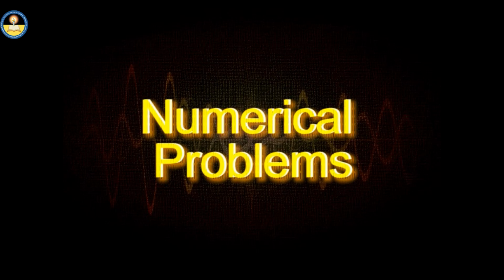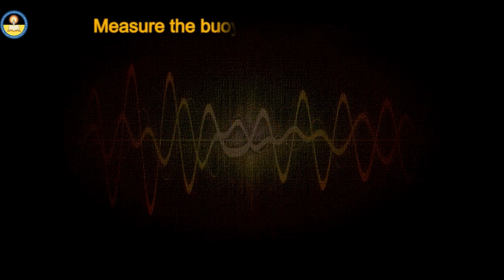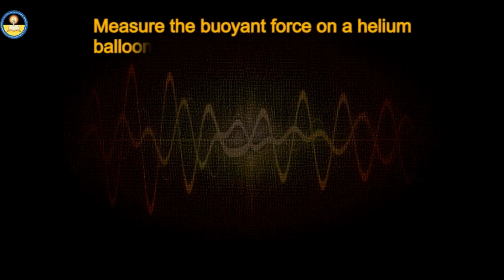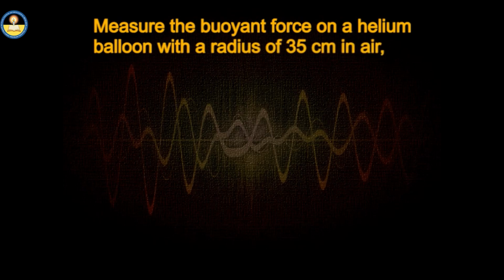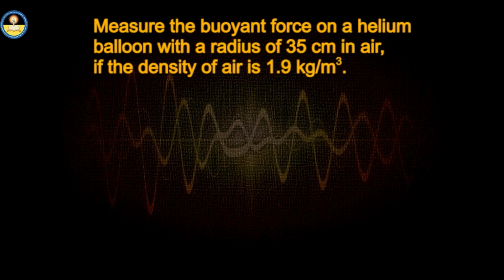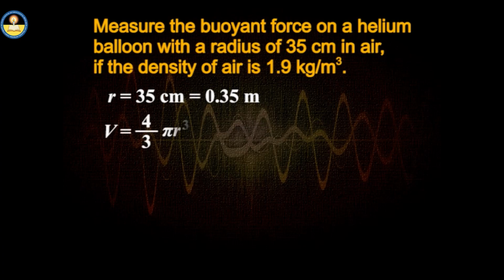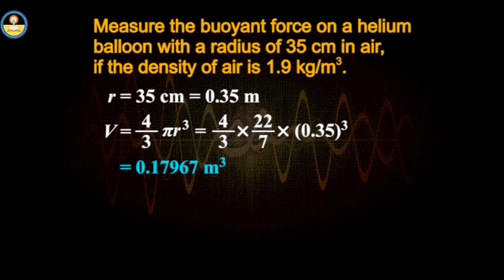Let's try some problems. Measure the buoyant force on a helium balloon with a radius of 35 centimeters in air, if the density of air is 1.9 kilograms per meter cube. Here, the radius of the balloon is 35 centimeters or 0.35 meters. Hence, the volume of the balloon is 0.17967 meter cube.